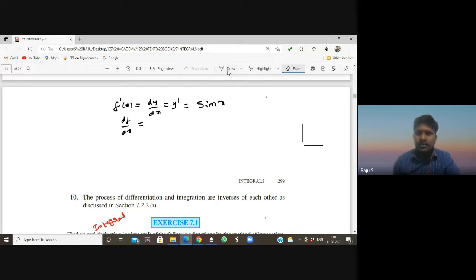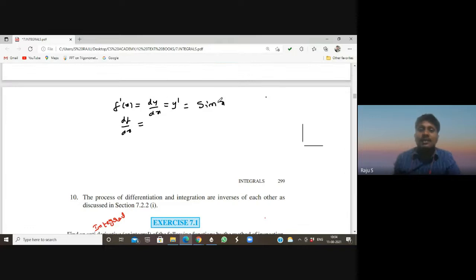So this is the derivative of the function. Now I want to know the original function, that is f of x. So how can you find the original function f of x by using f dash of x? To find that, we have to take integration on both sides. This is called integral calculus.